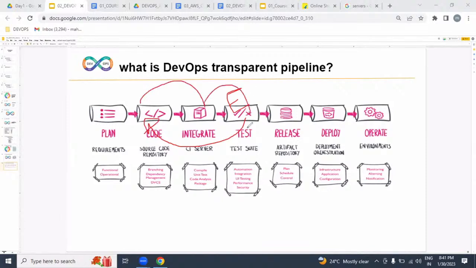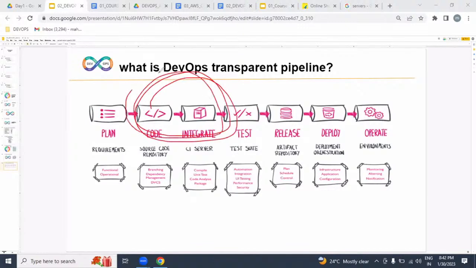How many ways can we get servers? Three ways: physical, virtual, and cloud environment. I'm talking about cloud environment, not types of servers. How many ways can we get servers? Either from a physical environment, a virtual environment, or a cloud environment. Is it very clear to all of you?